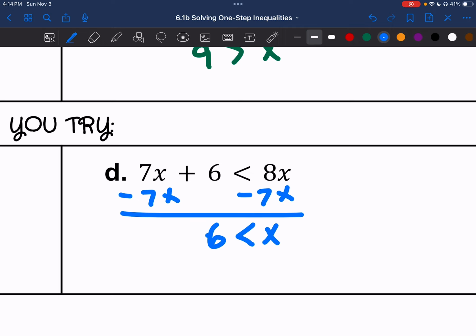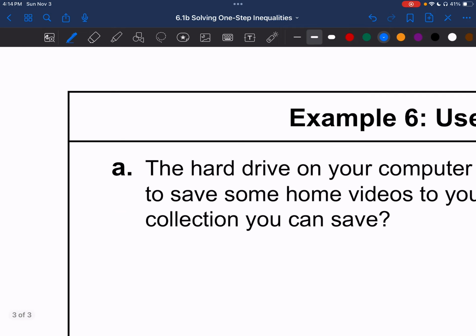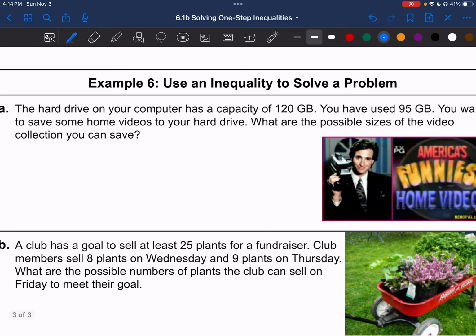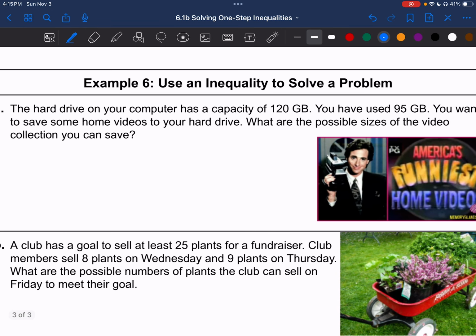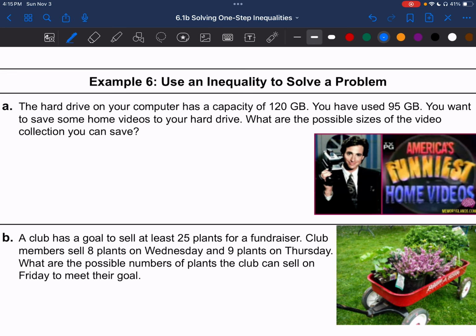All right, now we're going to go to the next page and we're going to do some U-try examples that are word problem based. So, letter A, the hard drive on your computer has a capacity of 120 gigabytes. You have used 95 gigabytes. You want to save some of your home videos to your hard drive. What are the possible sizes of the video collection that you can save?